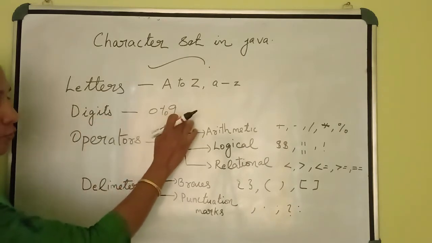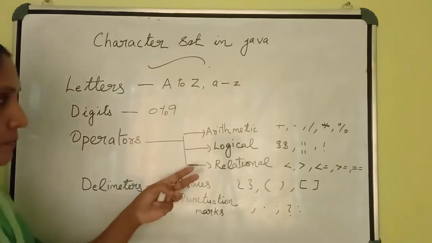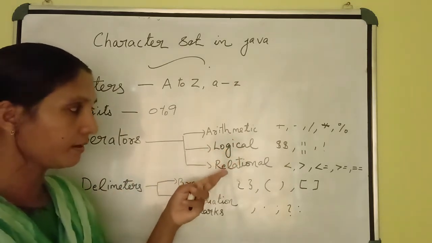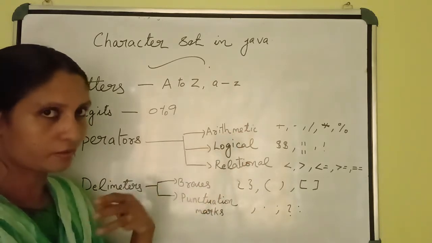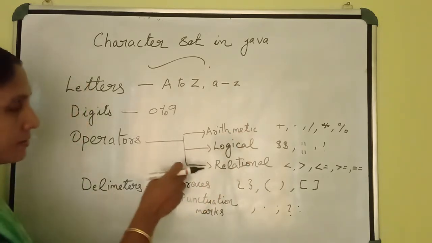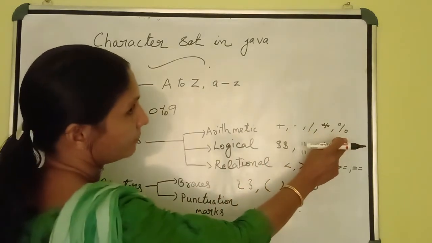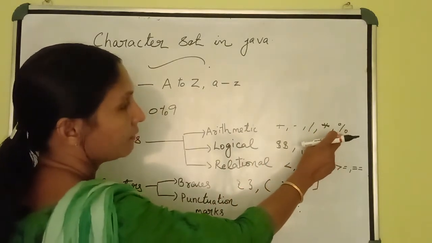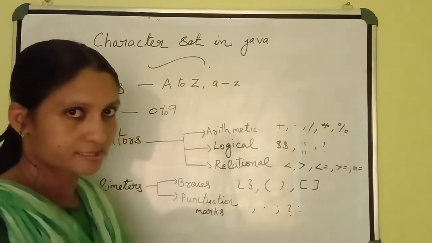Digits represent 0 to 9. And operators are of three different types: arithmetic, logical and relational. We will study these in detail later, but for now, arithmetic means plus, minus, division, multiplication and percentage. The percentage symbol represents the mod operator, and to get a remainder we use this operator in Java.